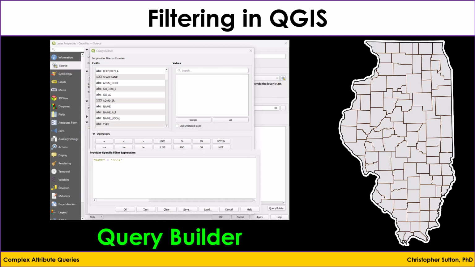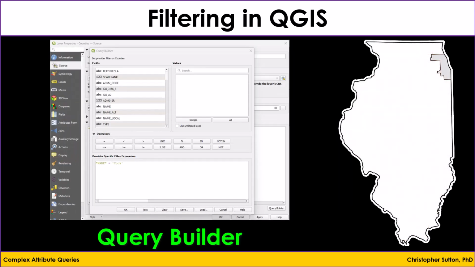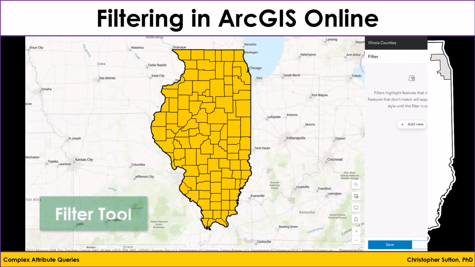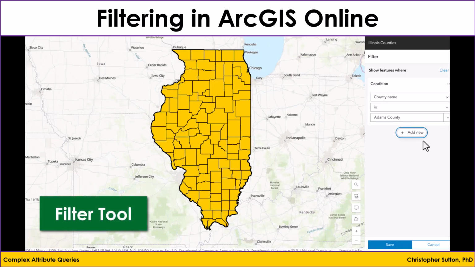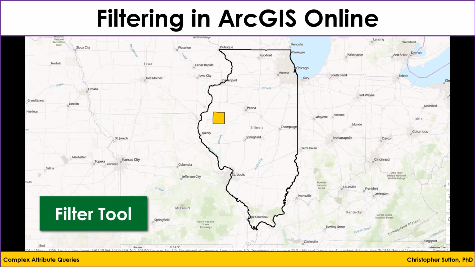In QGIS, we use the Query Builder found in the Source tab of the Layer Properties dialog to apply a filter. And in ArcGIS Online, filtering is applied using the Filter tool. Again, we just create an expression and then only the features that meet the conditions of the expression are displayed.